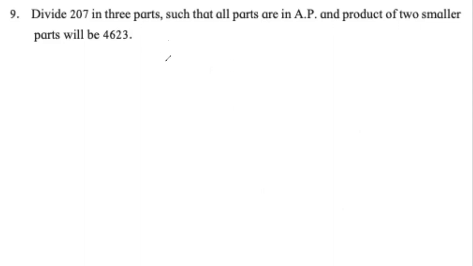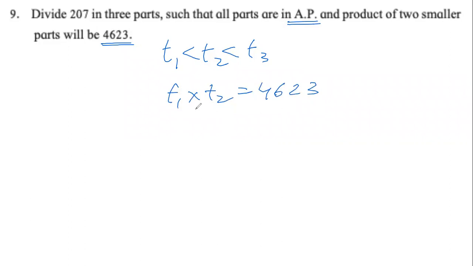So suppose that the 3 parts are T1, T2, and T3. I'm saying T1, T2, T3 because it says they are in AP. And suppose T1 is smaller than T2 and T2 is smaller than T3, like a normal AP with a common difference. Then T1 into T2 equals 4623. And T1 plus T2 plus T3 is 207.